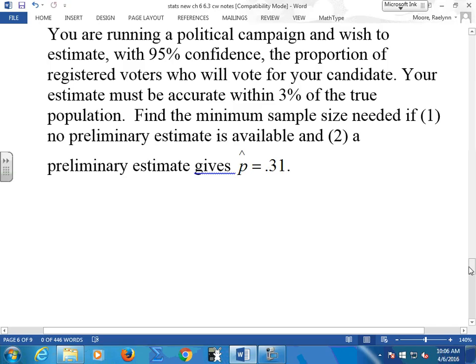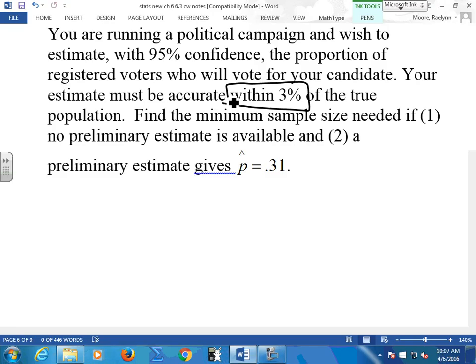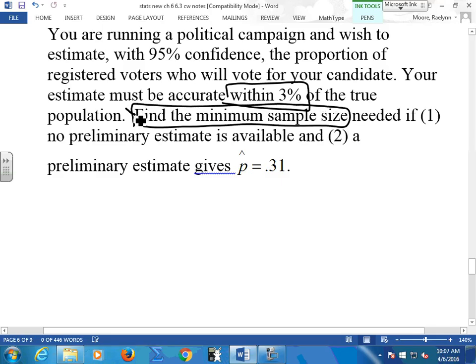So let's take an example here. You are running a political campaign, and you wish to estimate within 95% confidence the proportion of registered voters who will vote for your candidate. Your candidate has never run before. Now, your estimate must be accurate within 3% of the population. So when they say Hillary's ahead by 34% plus or minus 3, that's her wiggle room, that's her margin of error. You need to find, this is what it's asking, the minimum sample size needed.